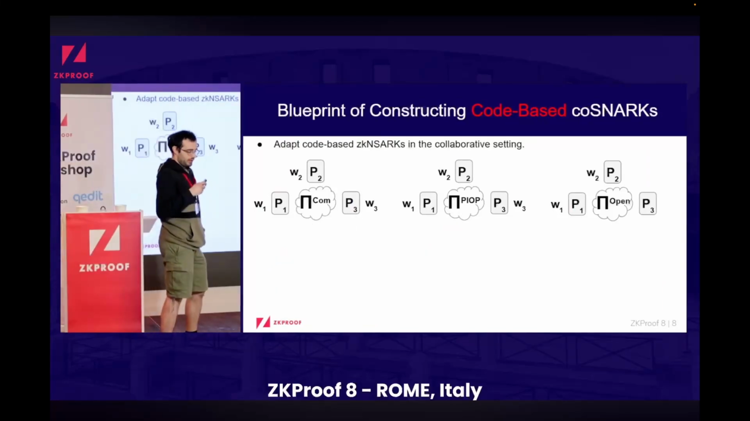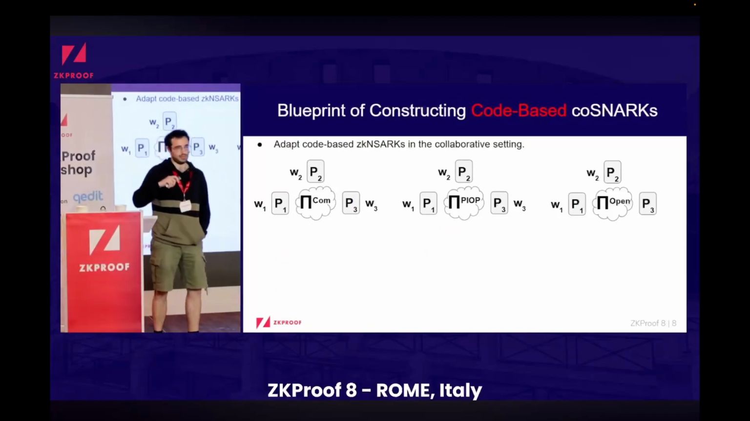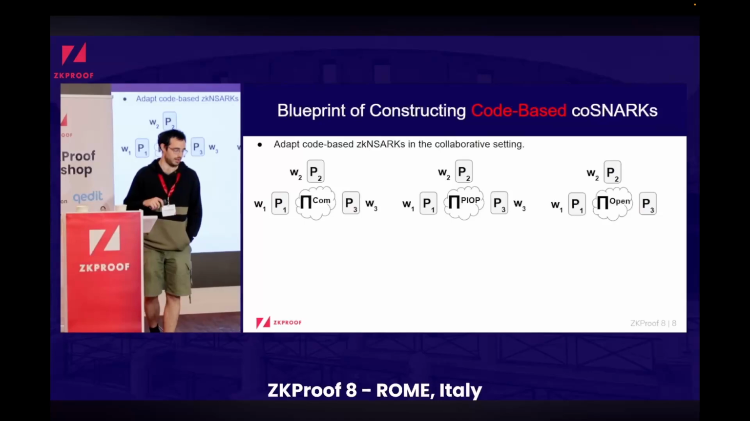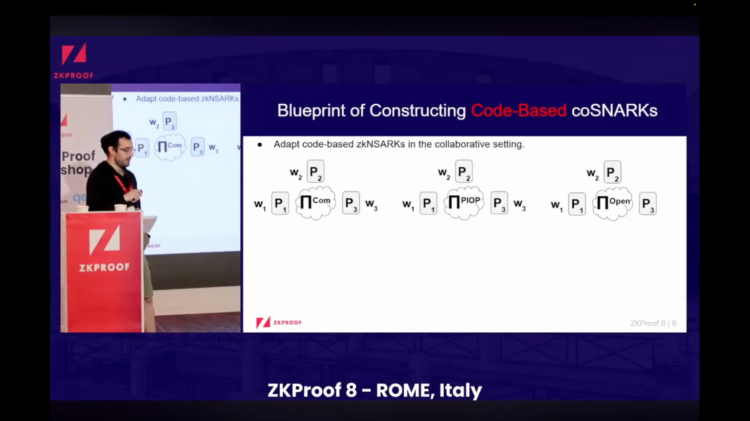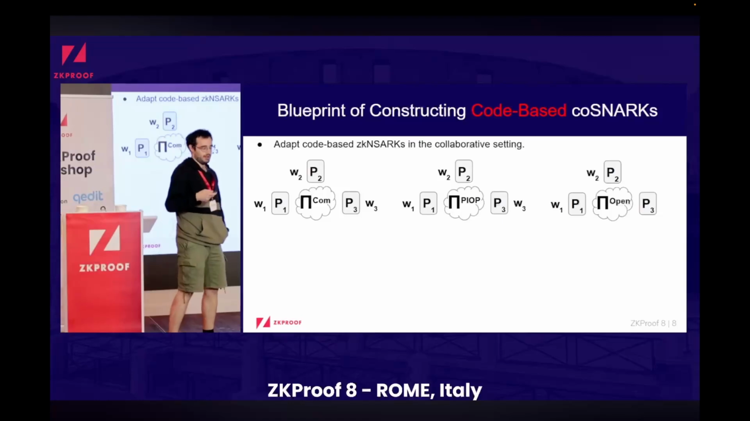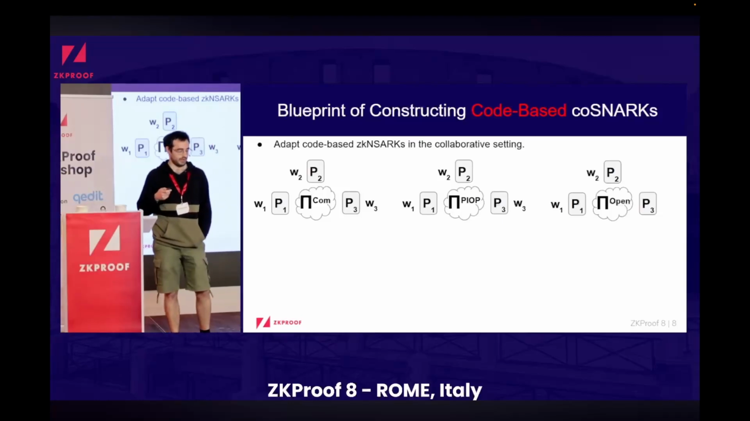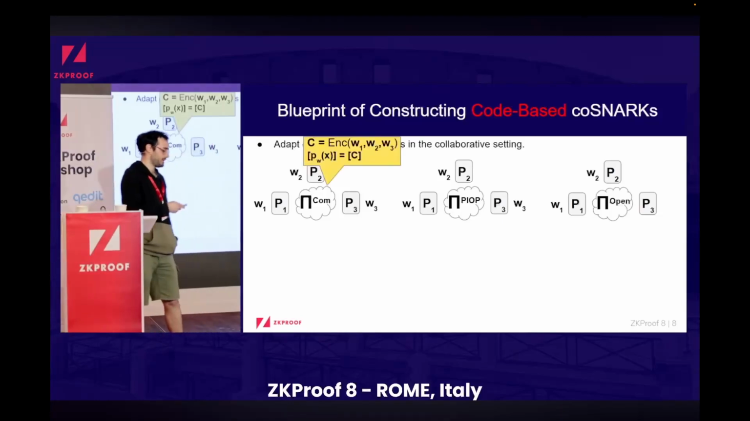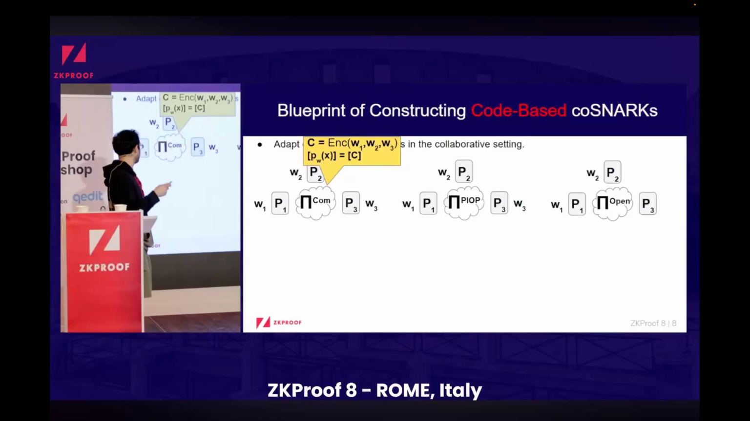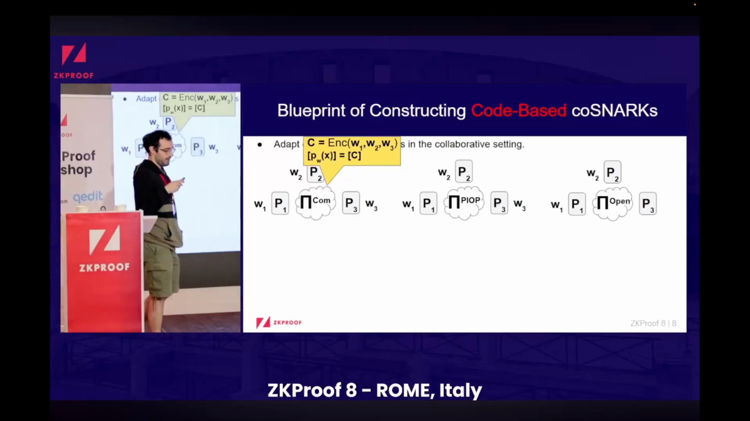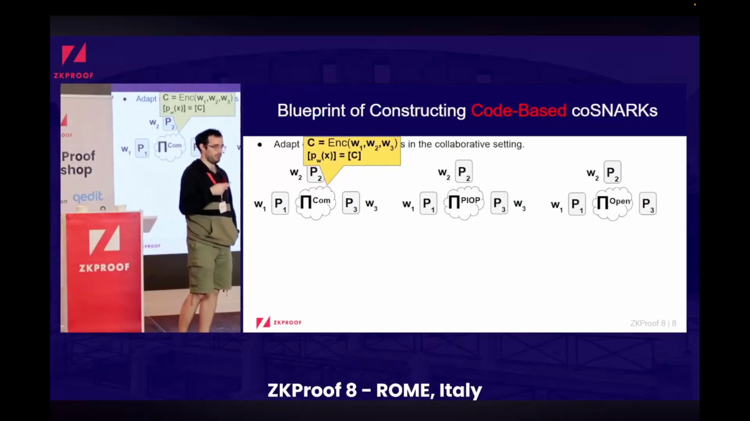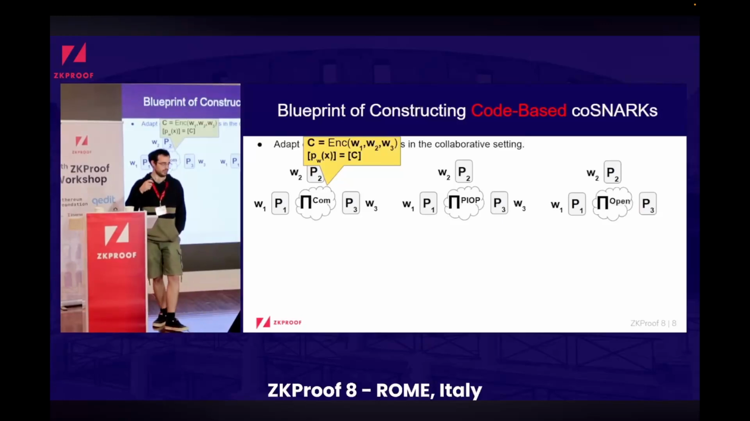Now, recall that our goal is to construct transparent and post-quantum secure co-SNARKs. And one way to achieve this is to try to adapt code-based ZK SNARKs in the collaborative setting. In practice, in the commitment phase, we need to run an MPC protocol that emulates the encoding of a linear code and then sends the oracle to the verifier.